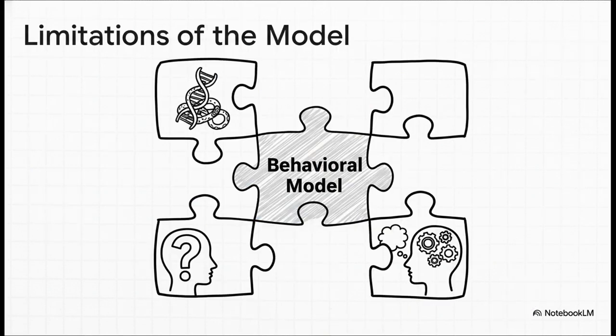For one, it's pretty reductionist. It totally ignores biology and evolution, like the idea that we might be evolutionarily primed to fear things like snakes and spiders. It also struggles to explain phobias that pop up without any specific traumatic event. And a huge one, it completely neglects the role of our thoughts, our irrational beliefs, all those cognitive factors.